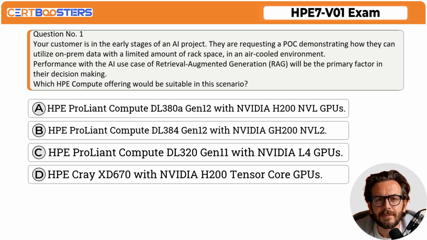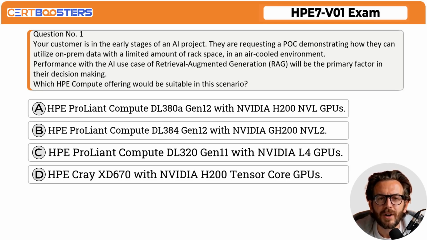Question number 1. Your customer is in the early stages of an AI project. They are requesting a POC demonstrating how they can utilize on-prem data with a limited amount of rack space in an air-cooled environment. Performance with the AI use case of Retrieval Augmented Generation (RAG) will be the primary factor in their decision-making. Which HPE compute offering would be suitable in this scenario?